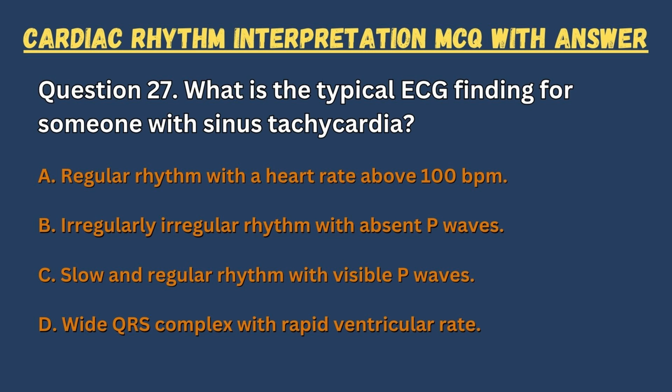A. Regular rhythm with a heart rate above 100 BPM. B. Irregular rhythm with absent P waves. C. Slow and regular rhythm with visible P waves. D. Wide QRS complex with rapid ventricular rate.